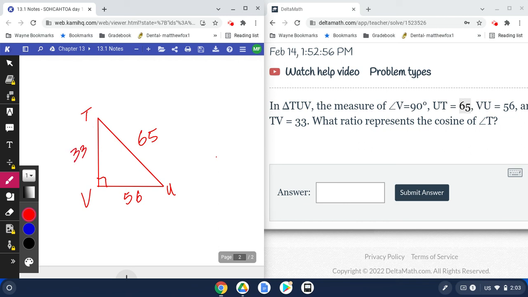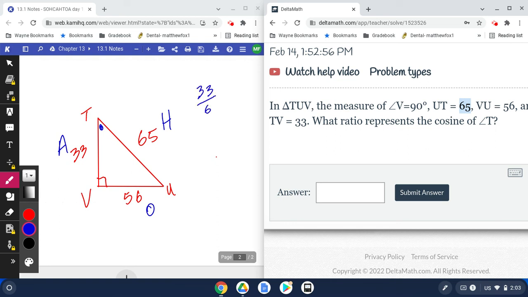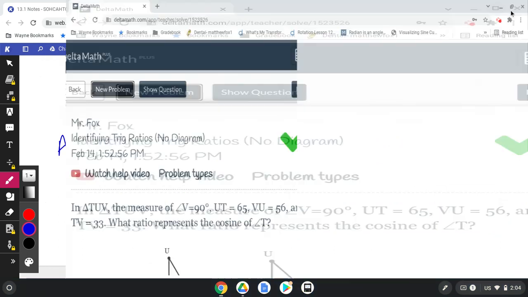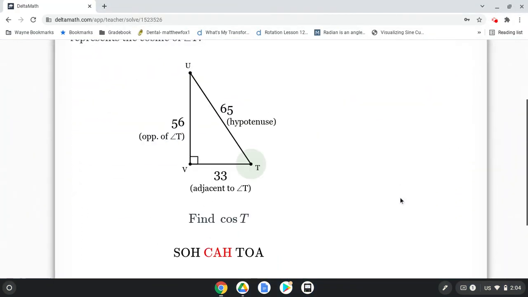Now, right from the start, we should know that the hypotenuse has to be the longest one. So 65 is clearly the longest. It's also opposite that right angle. So that's our hypotenuse. Now we are finding the cosine of angle T. Angle T is up here. So adjacent, opposite. Cosine is CAH, adjacent over hypotenuse, which in our case is 33 is the adjacent, divided by 65, the hypotenuse. So I go over here, 33 divided by 65, hit enter, and we are done.